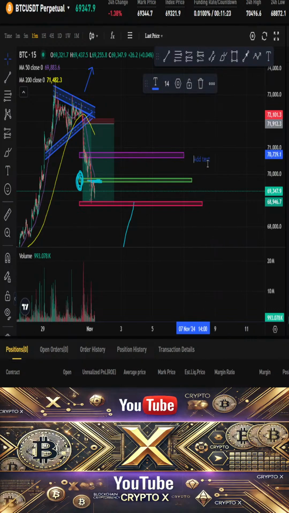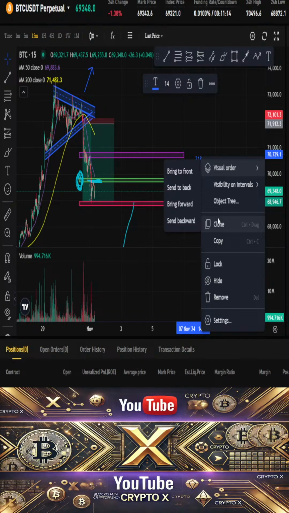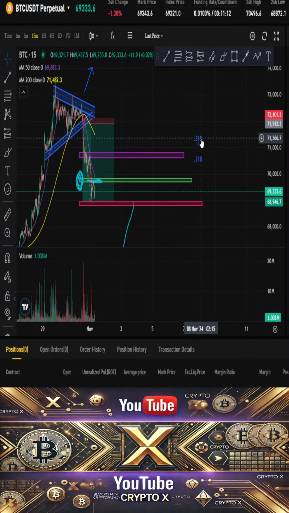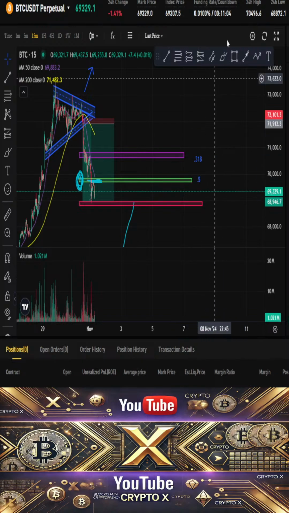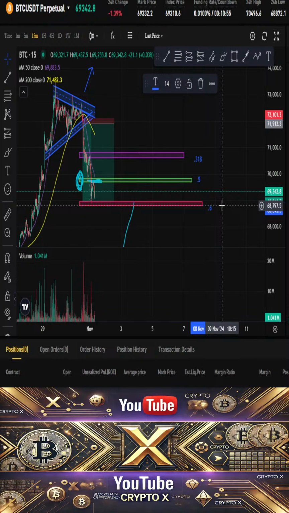So this point will be 0.318. If we are cloning this here, this will be 0.5, and this very 0.618.